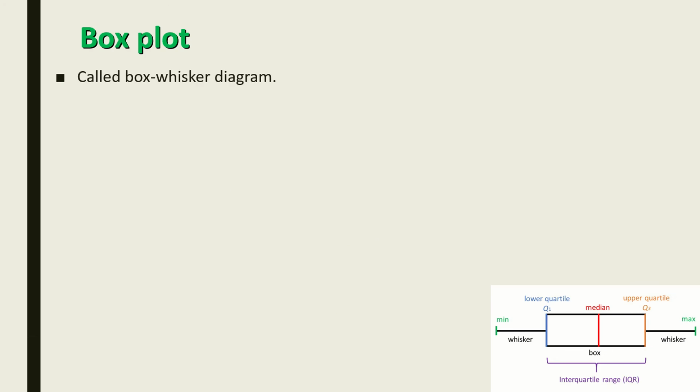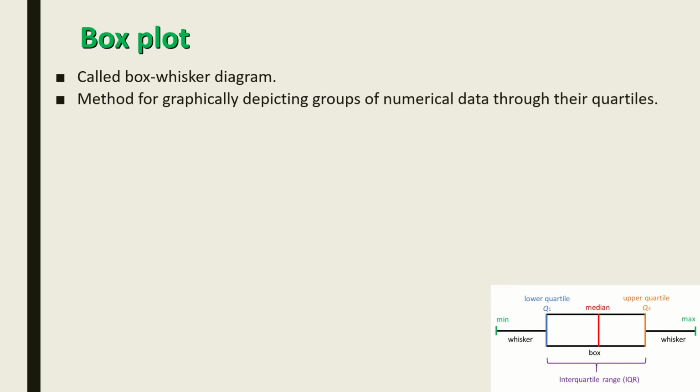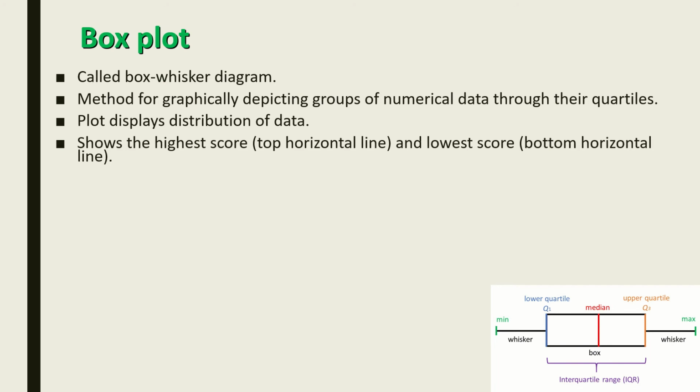Now, a box plot, also called a box-whisker diagram, is a method for graphically depicting groups of numerical data through their quartiles. The plot displays the distribution of the data. It shows the highest score, the top horizontal line, and the lowest score, the bottom horizontal line.